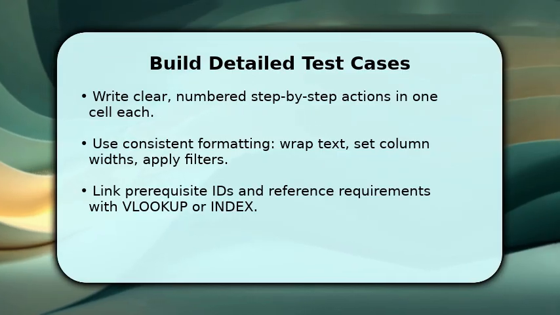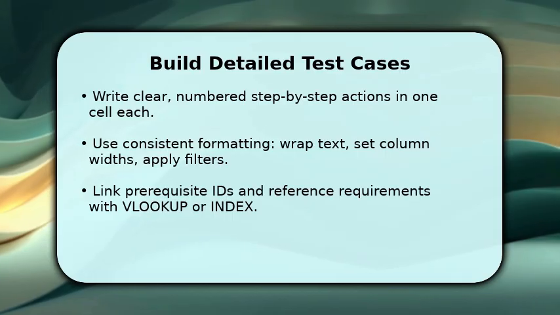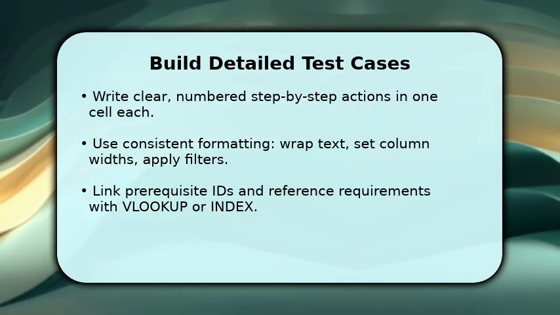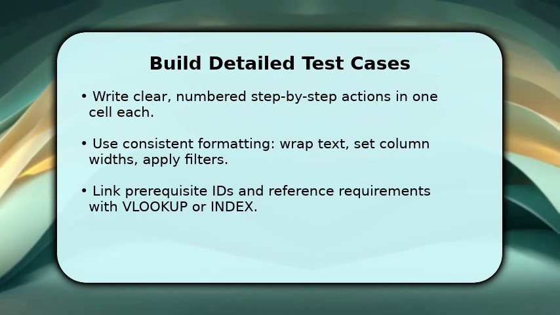Once done, apply filters on headers and freeze panes. This helps you sort and filter P0 tests quickly. Use VLOOKUP or INDEX to pull requirement ID so traceability stays intact, and change impact.